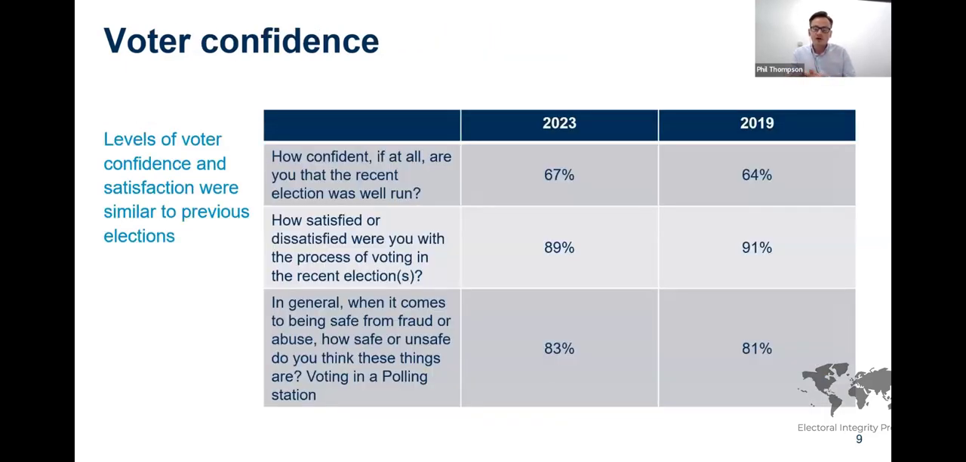Just to take a slightly different look at it, one of the obvious potential benefits around introducing something like voter ID as a safeguard and additional security measure is about bolstering public confidence and the public's experience of voting. These are all questions that we always ask on our public opinion surveys. They're not ones we've introduced. And we've looked at this year and the last time this set of local elections happened in 2019. And really, I think the story is that there's not much to tell.